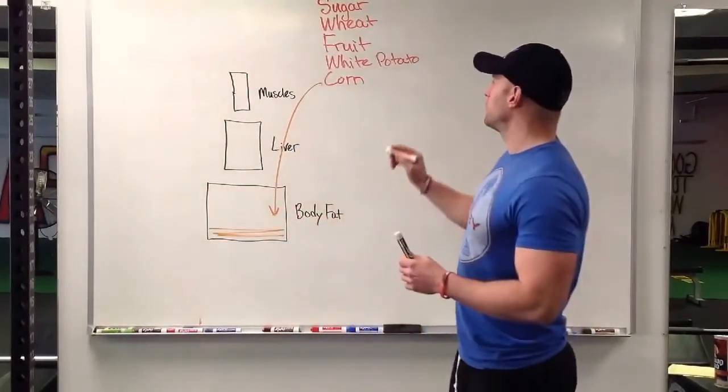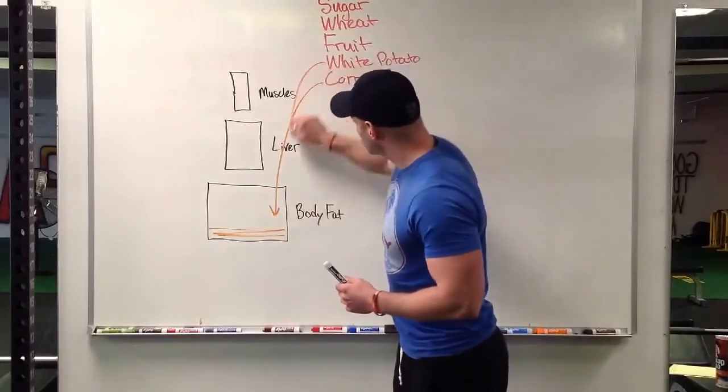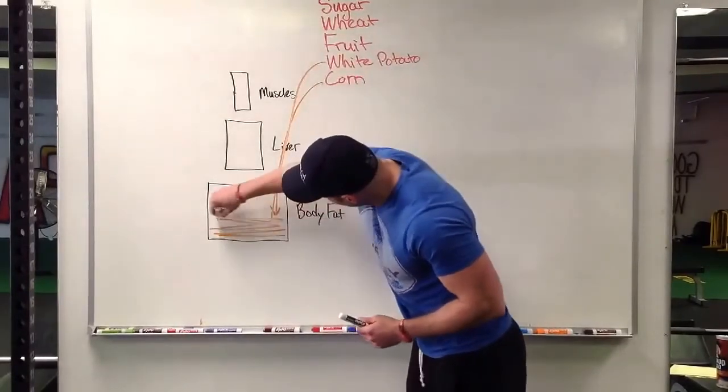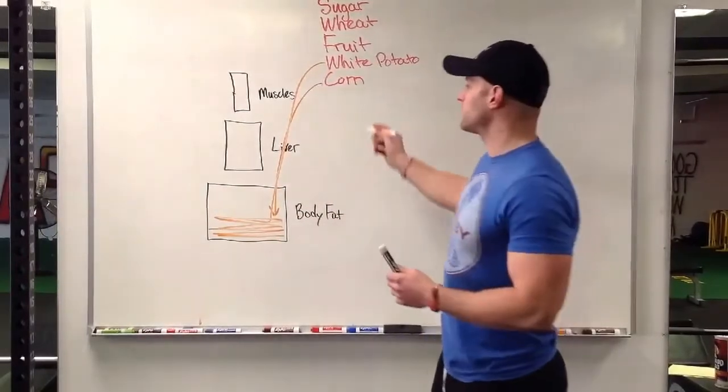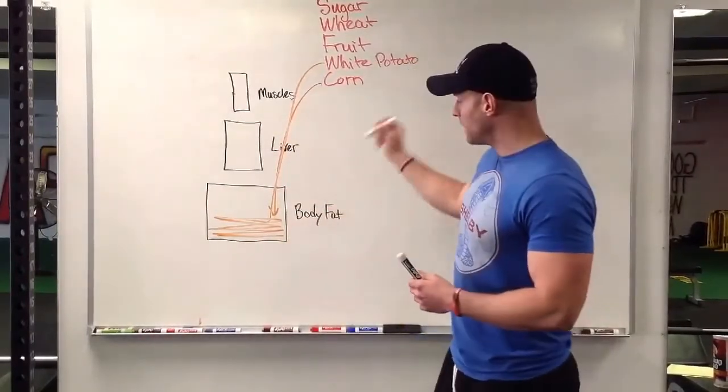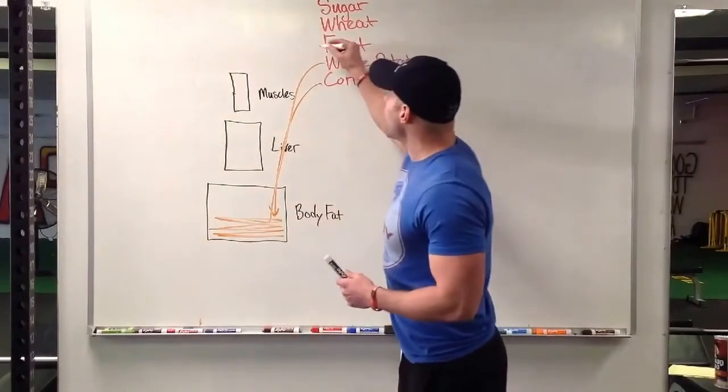Okay, if you were to consume white potatoes, that's also going to go right to the body fat from the liver very, very fast. So it's going to briefly go through the liver and then right into body fat. Fruit.